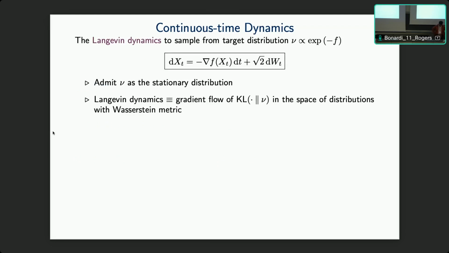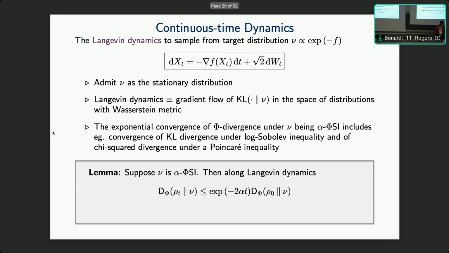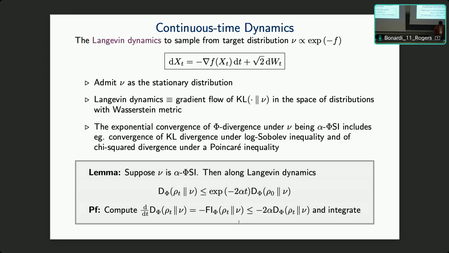In continuous time, the Langevin dynamics is the following stochastic differential equation, where the drift is the gradient flow for minimizing f, and we have Brownian motion. It admits nu as the stationary distribution, and you can also view it as the gradient flow for KL divergence in the space of distributions with the W2 metric. Under the stationary distribution satisfying a phi Sobolev inequality, we have the fast convergence of phi divergence. This generalizes popular regimes such as mixing of KL under log Sobolev or of chi-squared under Poincare. To see the proof of this lemma, you can compute the time derivative of the phi divergence, where rho t is the law of xt along the dynamics, and you get that it is equal to minus phi Fisher information. Then under nu satisfying a phi Sobolev inequality, you can upper bound this by the divergence and then integrate to get the desired statement. But this is all in continuous time.